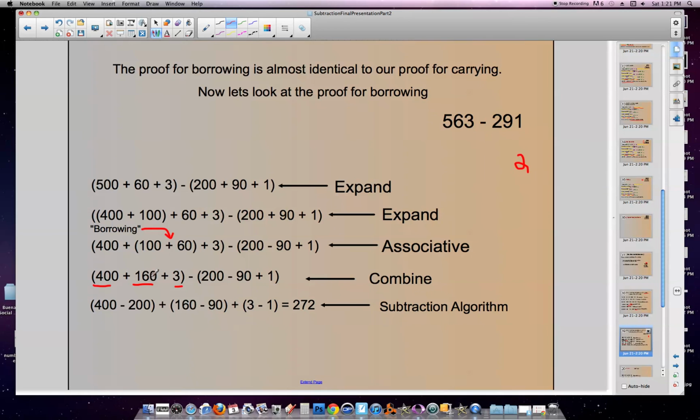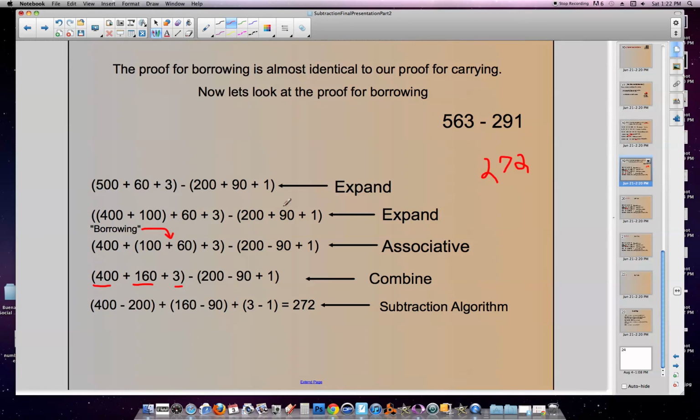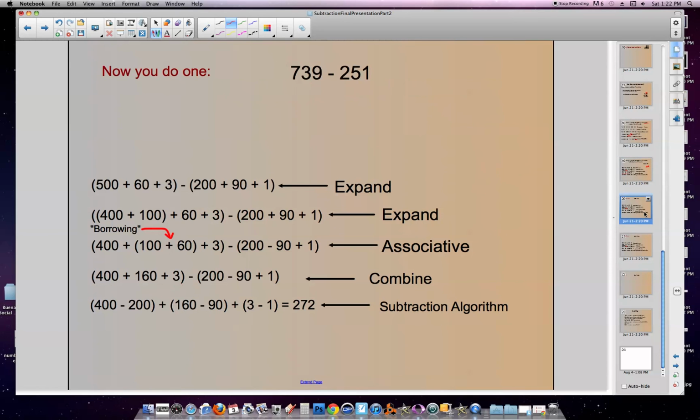Well, now, if we say, what's 160 minus 90? Well, we get 70, right? And now, over here, we have 400 minus 200, and that gives us 272 for our final answer. So that's just a demonstration of why borrowing works.